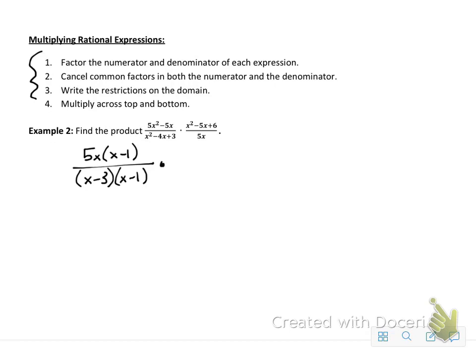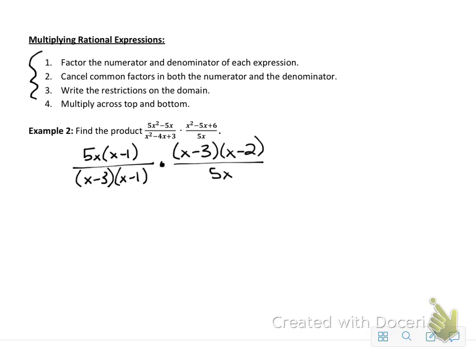Then you have x squared minus 5x plus 6. Well, you want to make that into factors. Factors of 6 that add to negative 5 are negative 3 and negative 2. So you have x minus 3, x minus 2 over 5x. And then you start canceling stuff.